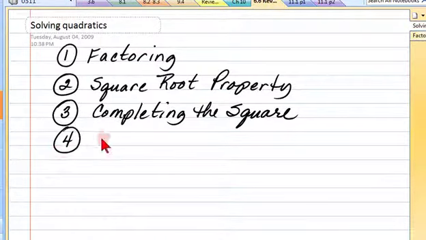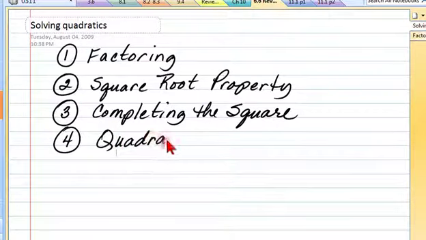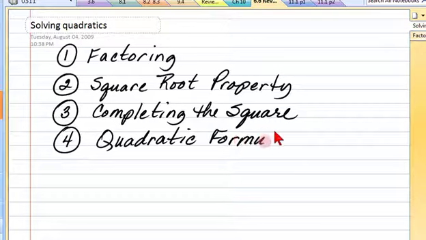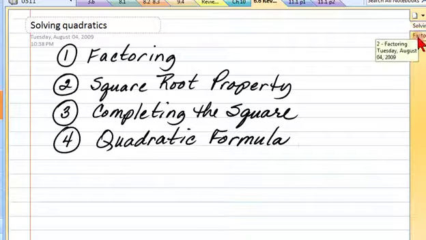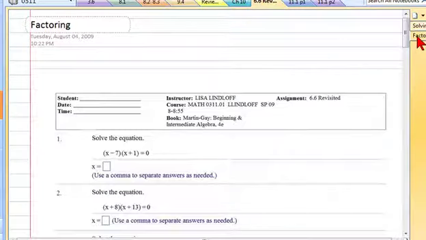Number 4, there's also a formula. It's called the quadratic formula. And it also can be used to solve any quadratic, and it is much friendlier than completing the square. But we will go ahead and go over both of them. All right, so let's go ahead and review section 6.6.